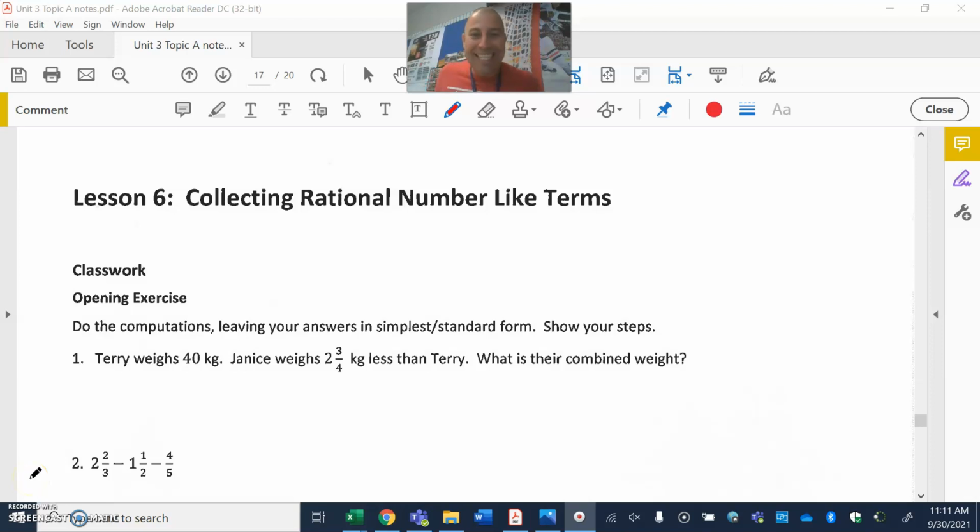Hey everyone, it's lesson 6. We are collecting rational number like terms.